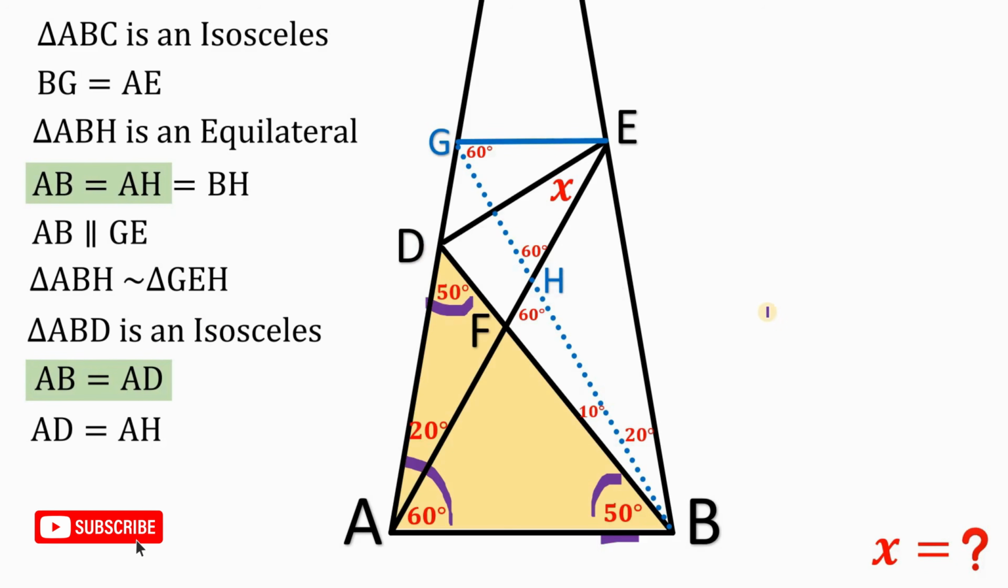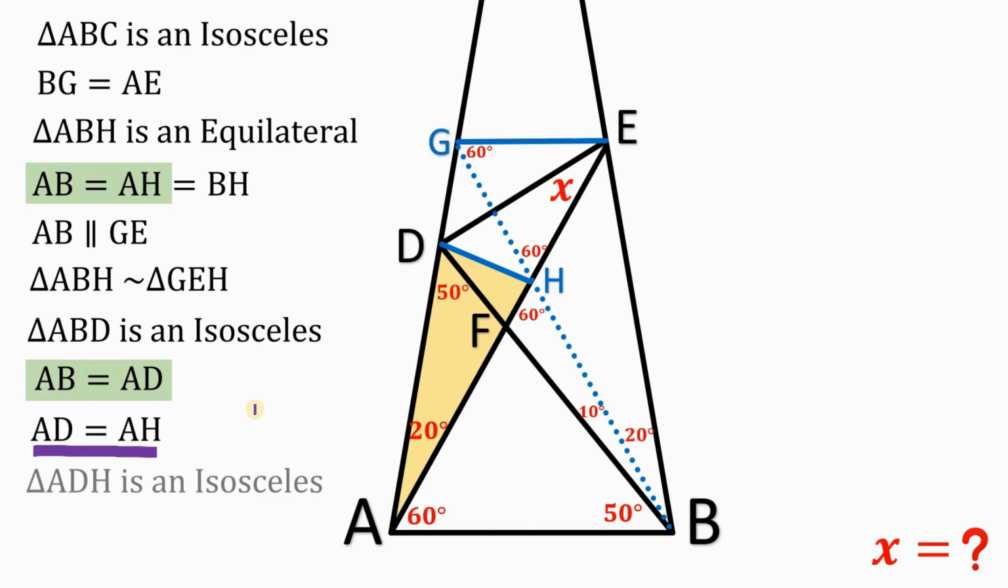So now, let's connect D and H. Why? Because we will focus on this triangle ADH. Since AD equals AH, we can say that this triangle ADH is an isosceles triangle. It follows that the base angles are equal. Now, this is 20 degrees, so 180 degrees minus 20 degrees is 160 degrees, divided by 2. So this base angle is 80 degrees.